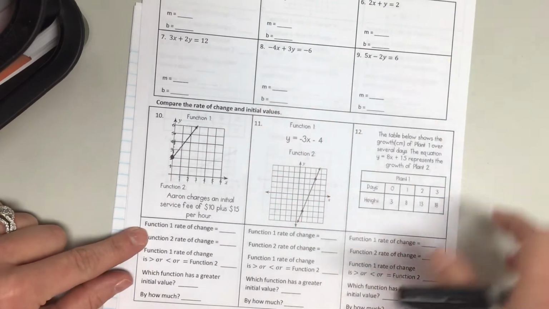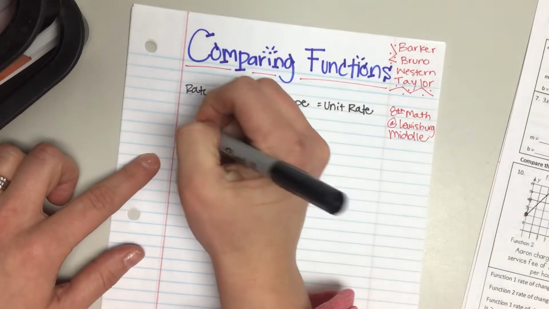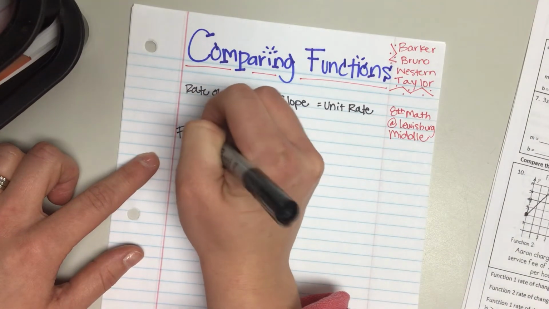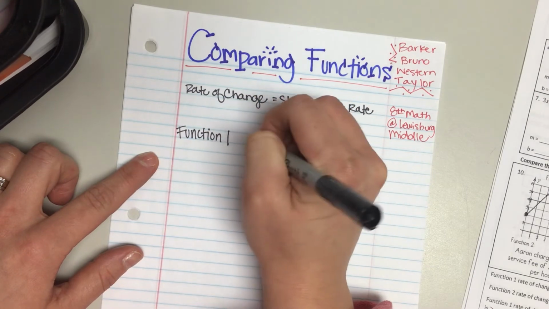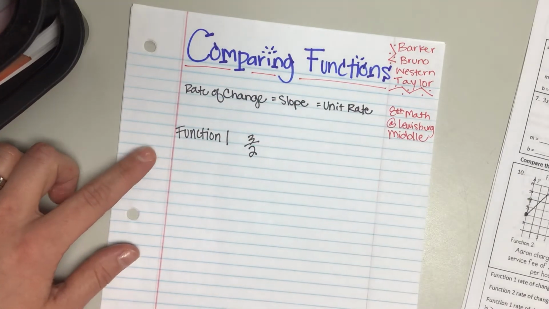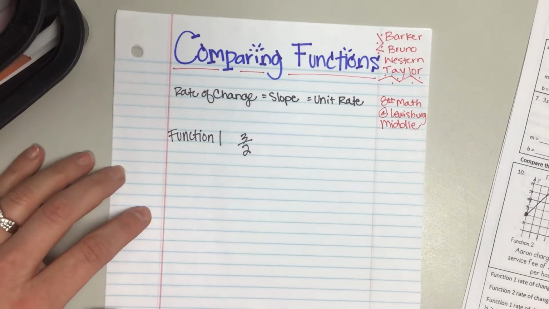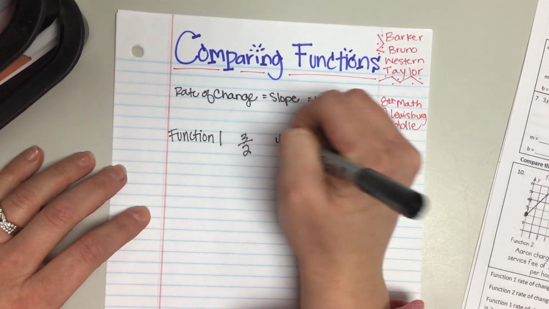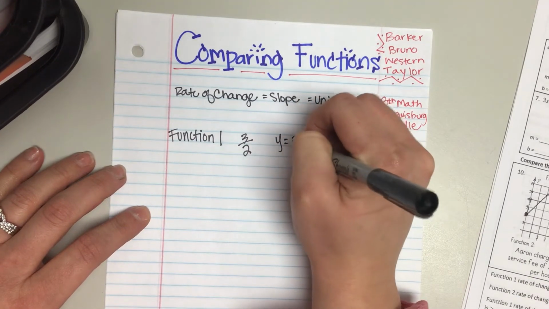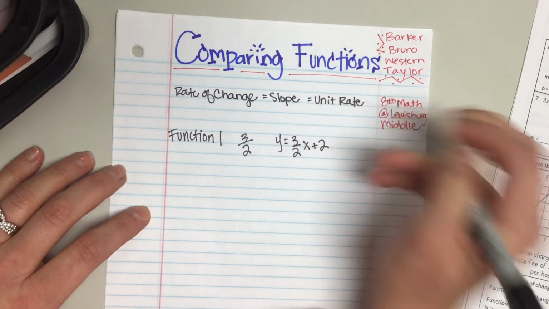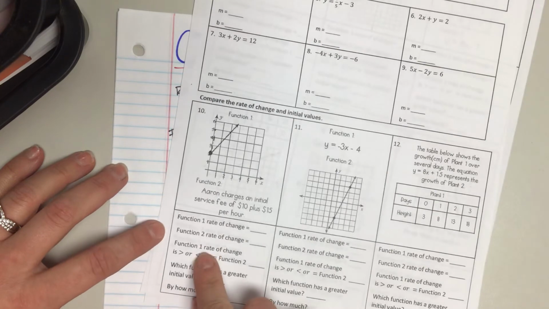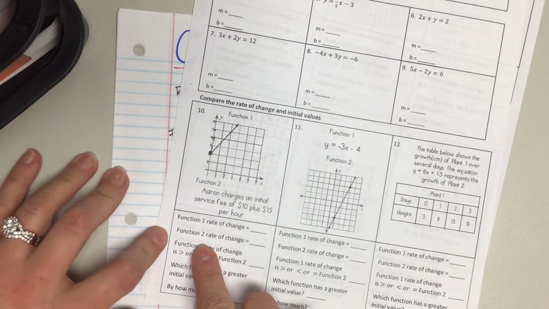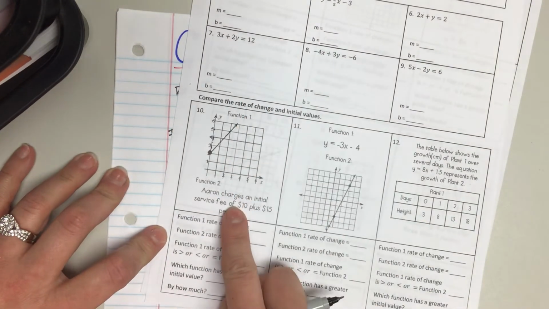So what is my rate of change for function 1? All right, so the rate of change is going to be 3 over 2. So if you get ready to write this as an actual equation, it's going to be y equals 3 over 2x plus 2 because it started at 2. So now we need to look at the rate of change for function 2. We're going to compare function 1 to function 2.